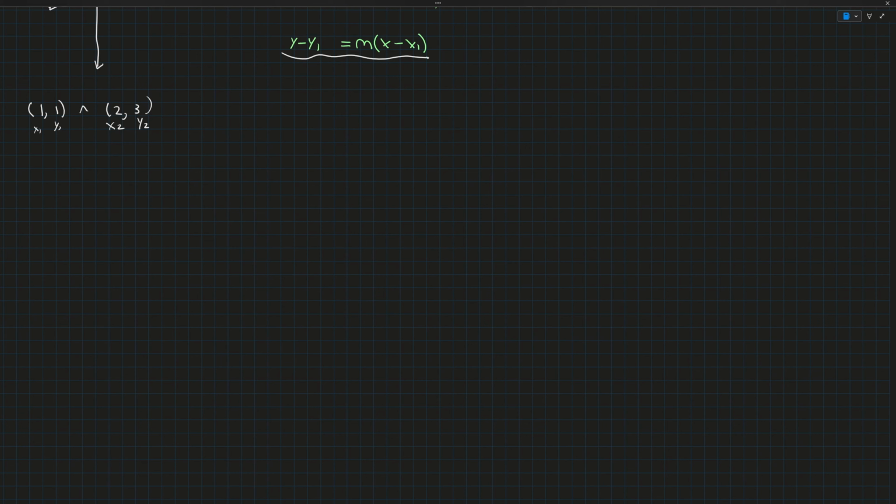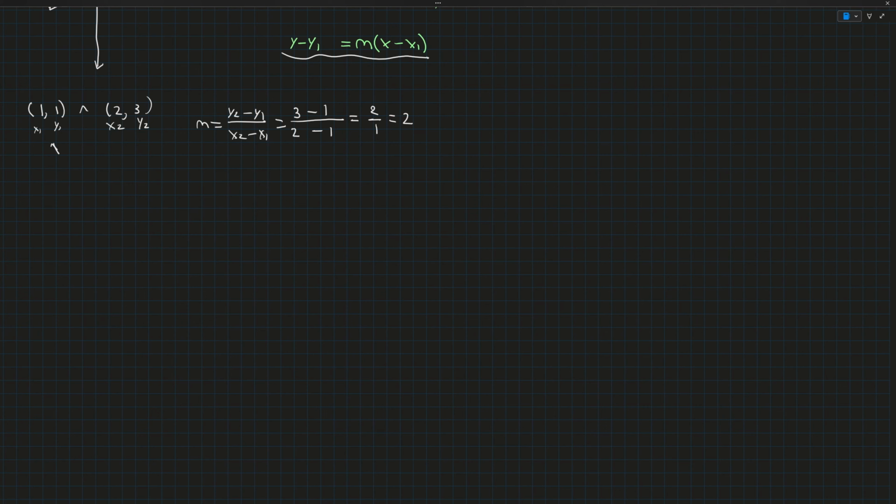So first we have to figure out the slope, which is how steep this line is, which of course would be y2 minus y1 over x2 minus x1. In this case, y2 is 3 minus 1 over x2, 2 minus 1. 3 minus 1 is just 2, 2 minus 1 is just 1. So the slope of this line is 2.